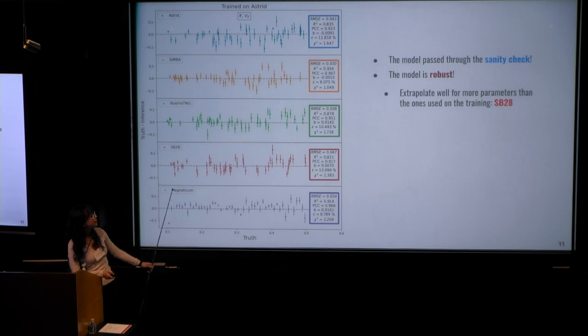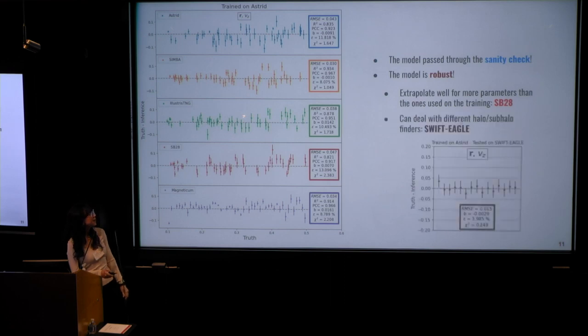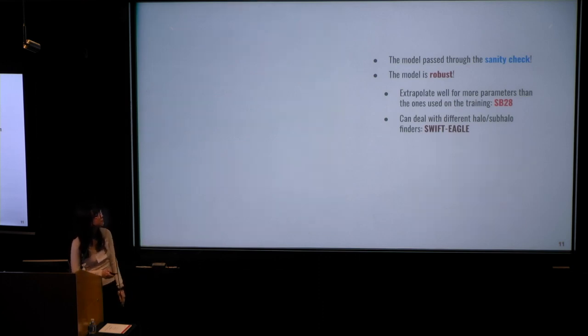The highlights that I would like to say here are, first, that this model is able to extrapolate for SB28. And remember, the model was trained on Astrid. So the model has never seen variations for these other 28 parameters, and yet it is able to do these extrapolations. And then we can highlight the predictions for Swift-EAGLE. This is working even when we change the way that we're finding the halos and subhalos.